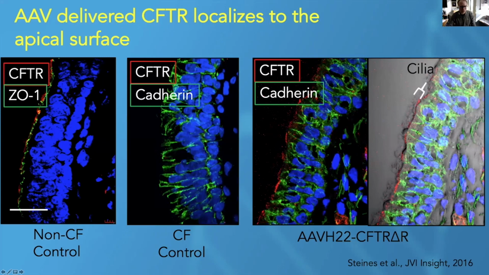We use the H22 capsid. So this is a pig-adapted capsid. It was just developed in Joe Zabner's lab, where they passaged an AAV library through live pig lungs and wound up with H22, which is probably most similar to AAV2, but has components of AAV5 and some other elements in it. So just immunostaining, if you look at a non-CF control, you get abundant CFTR expression. CF control, there's no CFTR. In pigs that receive the vector, there's CFTR expression at the apical surface in ciliated cells.